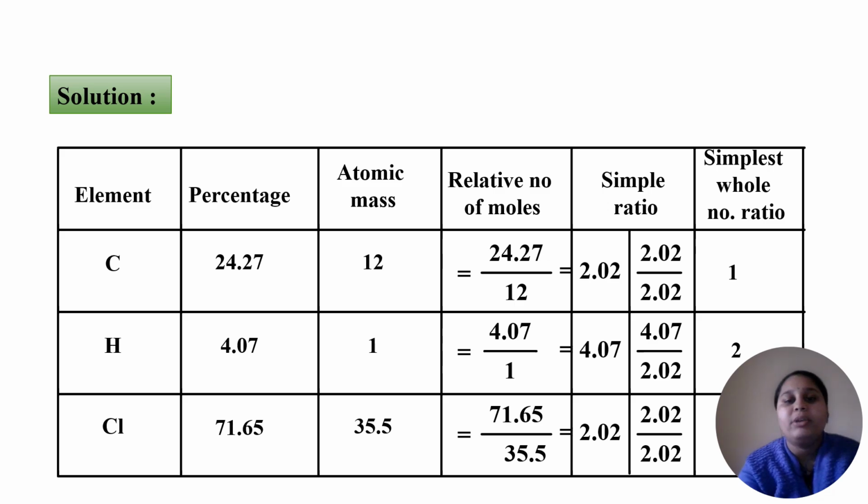So you have to divide to get the simple ratio by taking the lowest number of the values obtained. In these three, the lowest is 2.02, which we have got for both carbon and chlorine. So 2.02 by 2.02, you get 1. 4.07 by 2.02, you get 2. 2.02 by 2.02, you get 1.